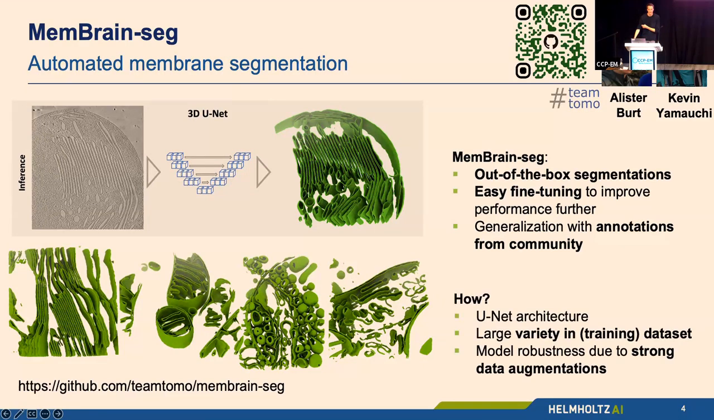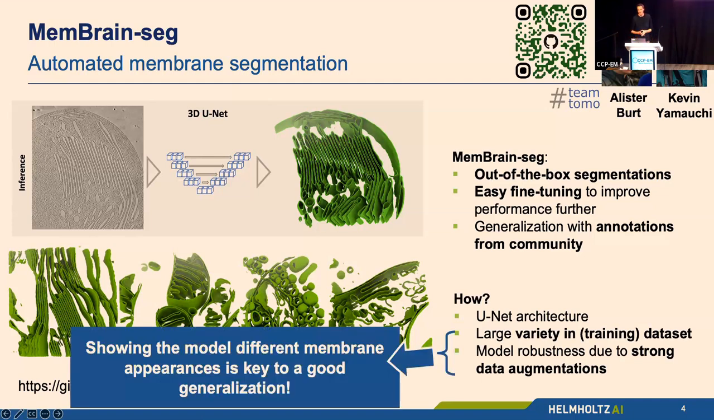How did we actually design MemBrain-seg? We used a U-Net architecture, which is, I think, still the architecture to beat for medical image segmentation. And very importantly, we also tried to get a very large variety into our training data set, getting a lot of variation in how membranes can actually look. But at the same time, we also tried to artificially increase this variability by some strong data augmentations to increase how membranes can actually look. And these 2 points down here are maybe not the most exciting design choices of a neural network, but I think they are very important. And that's why I would like to focus a bit more on how we actually did this.